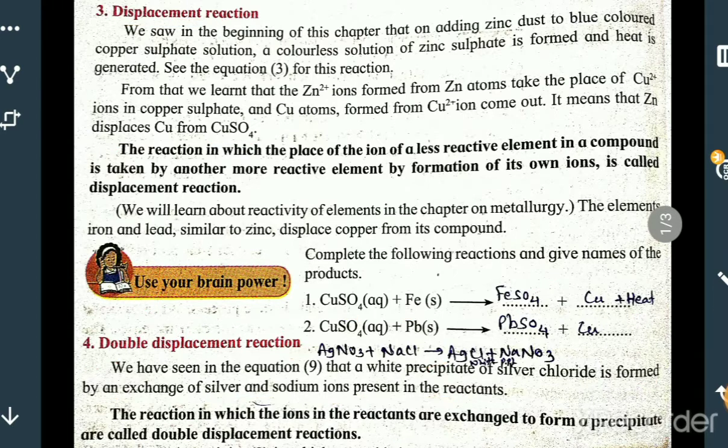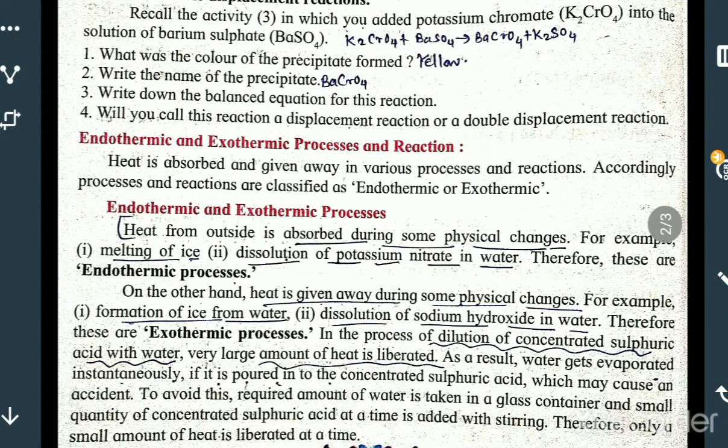Now recall activity 3, in which you added potassium chromate, K2CrO4, into the solution of barium sulfate, that is BaSO4. This activity is given in your textbook.